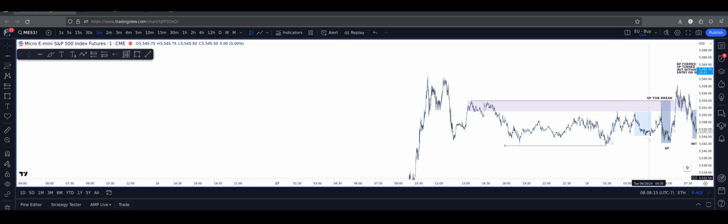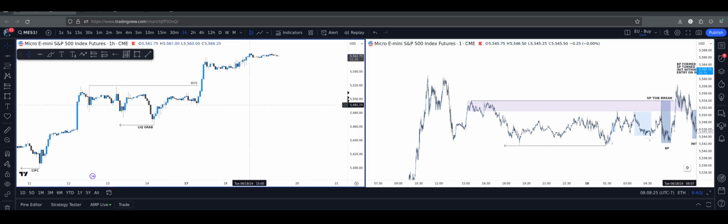All right, today is June 19th, 2024. We're currently looking at the E-mini S&P 500, and I want to talk about a trade from yesterday and sort of what's going on with price right now.